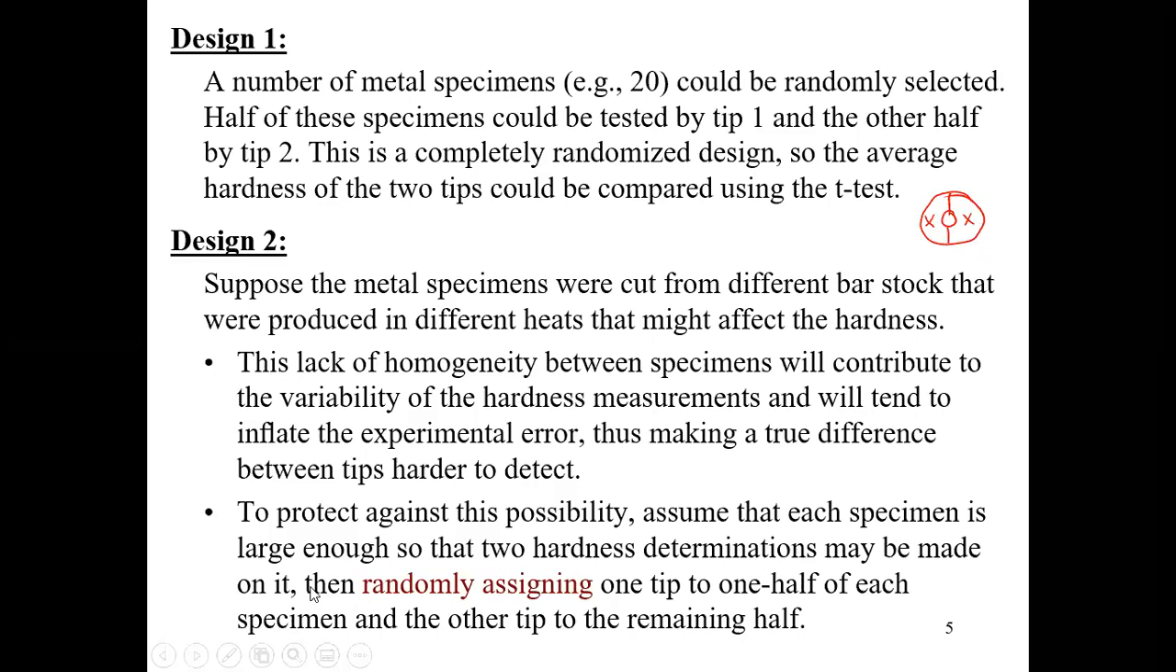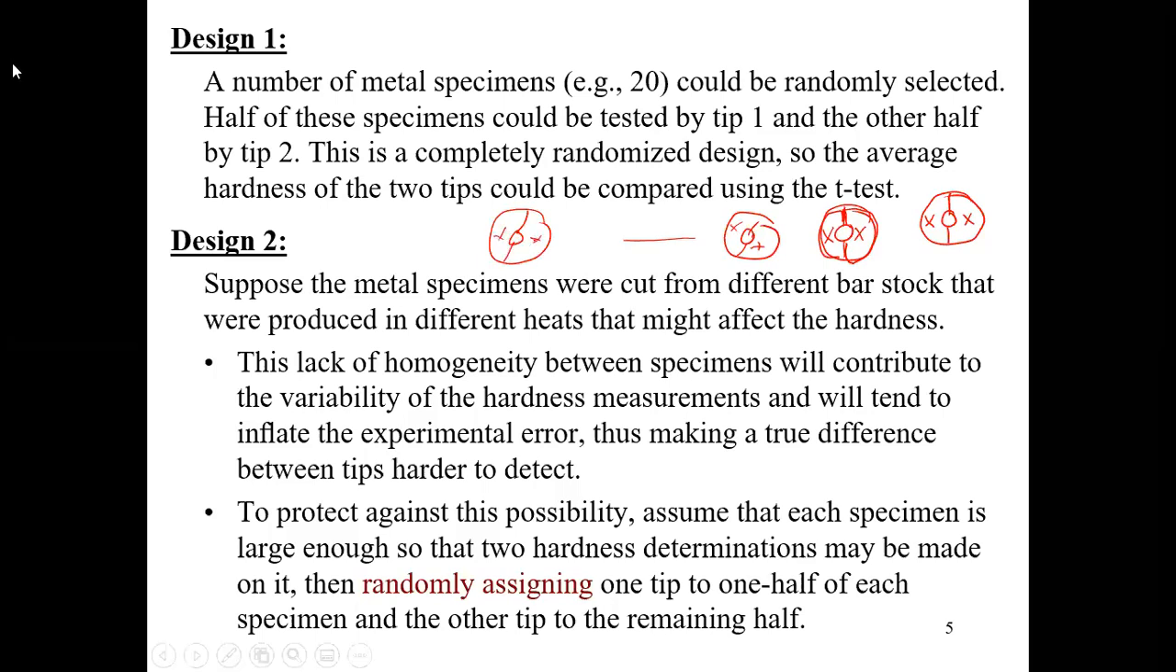Then, even within each specimen, I will randomly assign one tip to one half of each specimen and the other tip to the remaining half. So for each specimen, I'm going to randomly assign which one will be tested on the first half and which one on the second half, for the third one also, and so on to the last one. So now I control the differences.